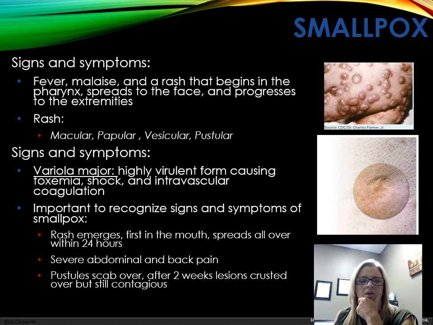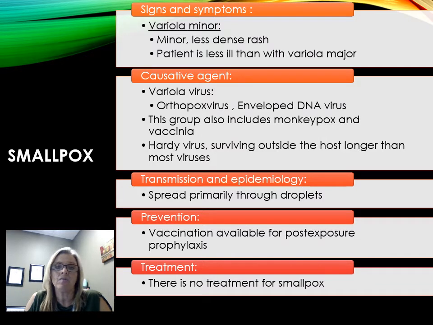And like I said a few slides ago, if there's just a single case, this is considered a health and law enforcement emergency. Okay, very, very horrible disease here. And so this bottom picture here, you can see the scar tissue, and the top are the characteristic lesions of smallpox. So variola minor, of course, is minor, so it's not near as difficult a disease. The rash is less dense, the patient is less ill.